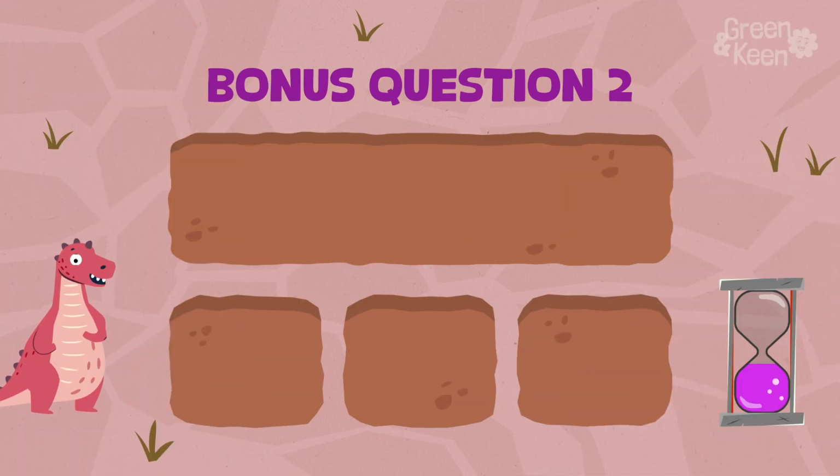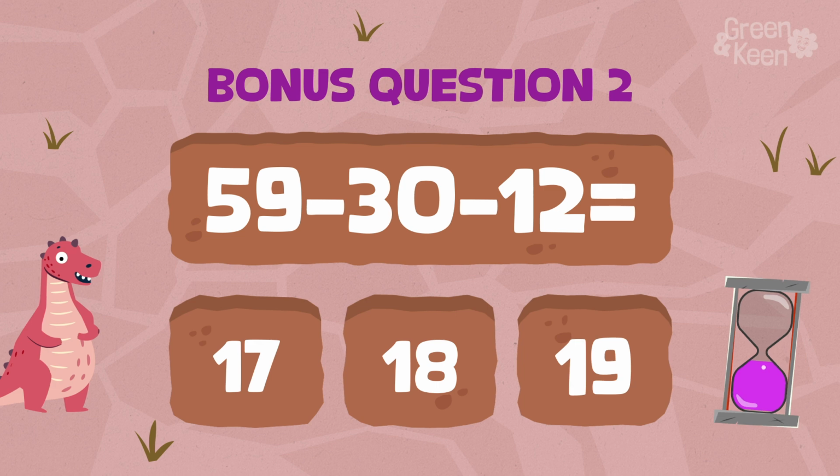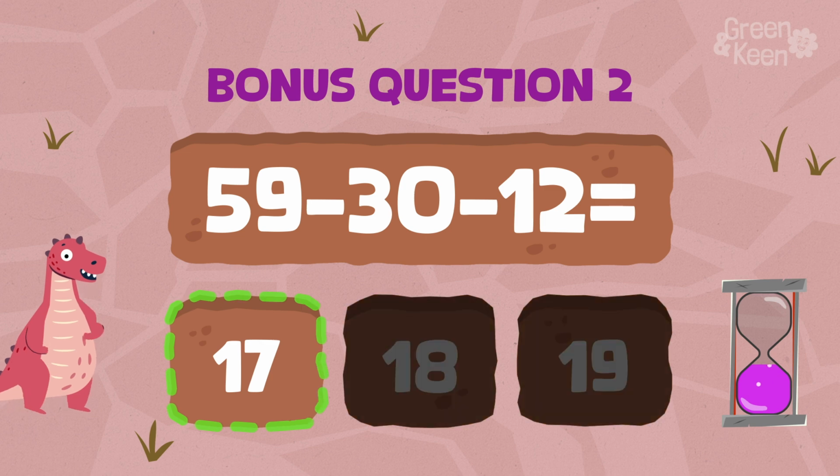Bonus question number 2. 59 minus 30 minus 12 equals. The answer is 17.